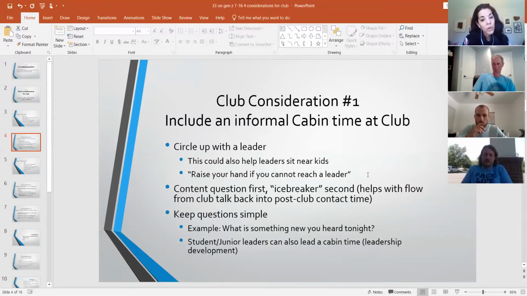It is also a tool you can use to help develop student leaders or junior leaders if you do not have a lot of adults at club, if you want to keep groups smaller. If the questions are not as deep and are easily facilitated, we can help our junior leaders start to grow in their leadership by helping them take a group of freshmen, seventh graders, and walk through that with them. So that's club consideration number one, cabin time at club.